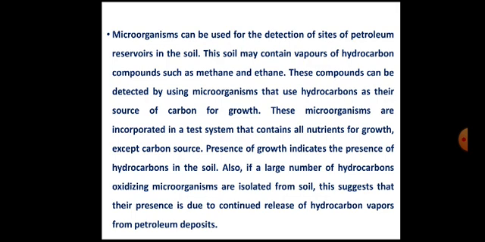This is the concept of a biosensor. That means microorganisms are used for the detection of petroleum reservoirs. Microorganisms, biological things which are sensing, which are indicating the presence of petroleum products. So this is an excellent example of a biosensor, microorganisms being used as biosensors.